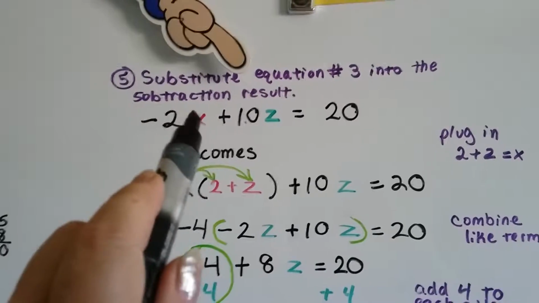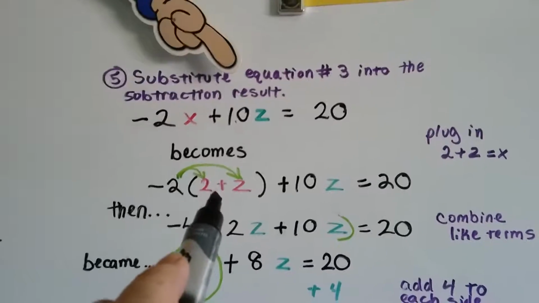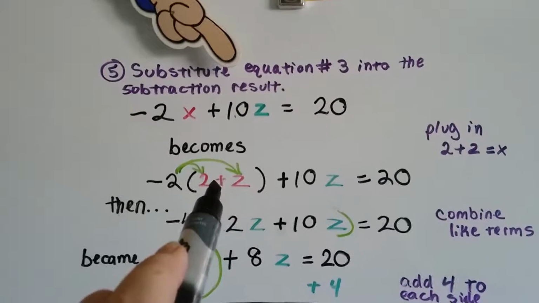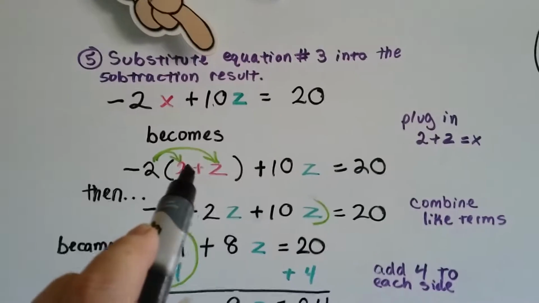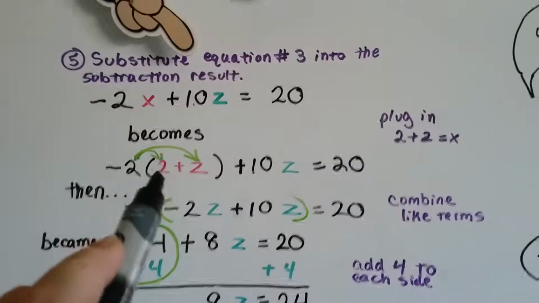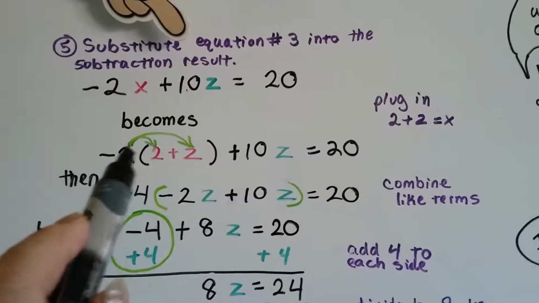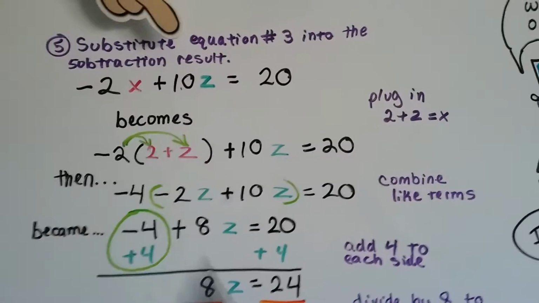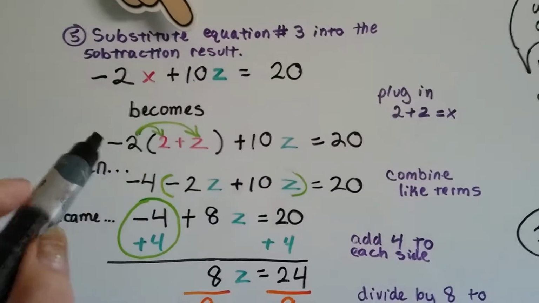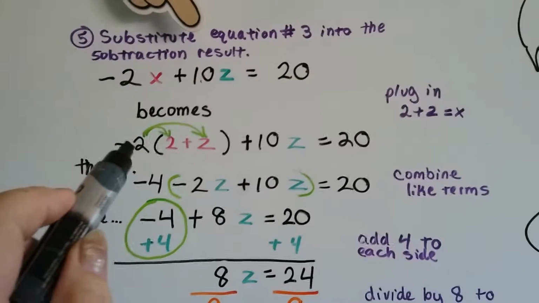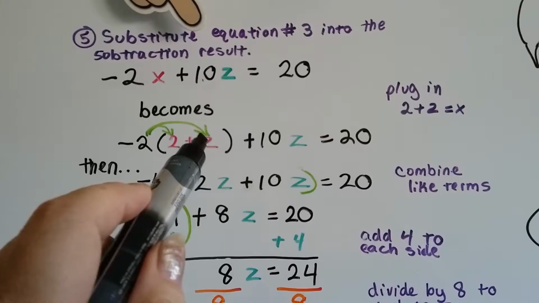So instead of x, we're going to put a 2 plus z there. See? It took its place. We plugged it in. But we need to do some distribution here, don't we? To open these parentheses up, right? So now we need to multiply the negative 2 by the 2 and the negative 2 times the z.